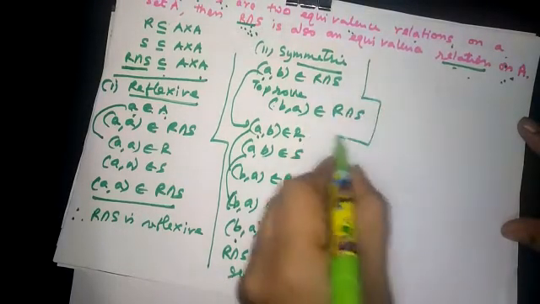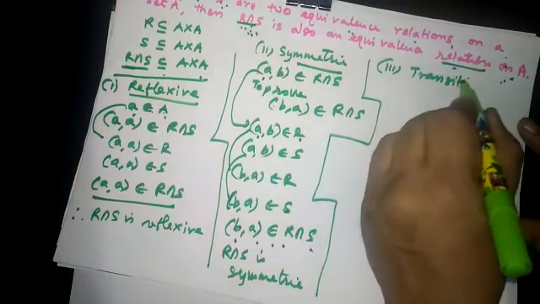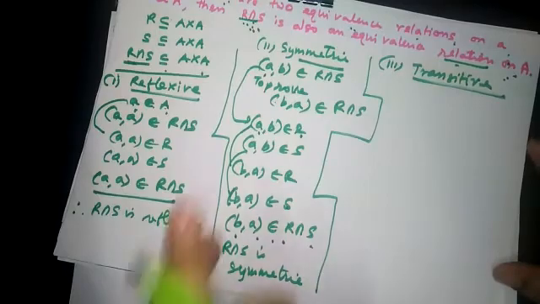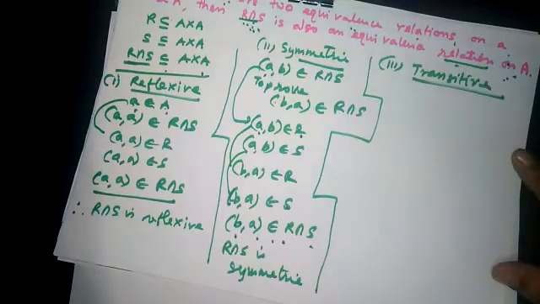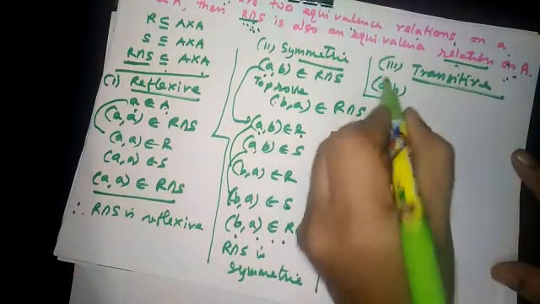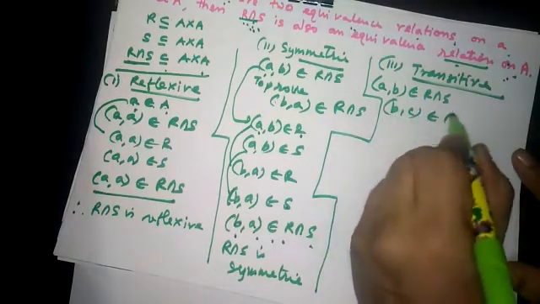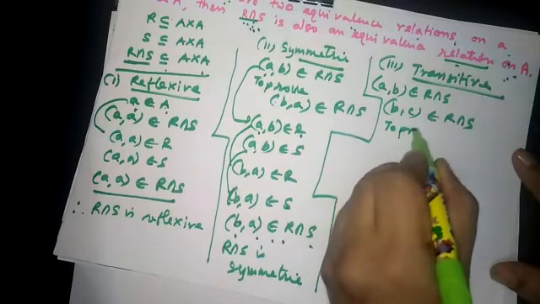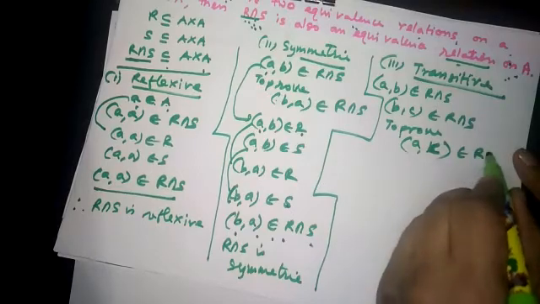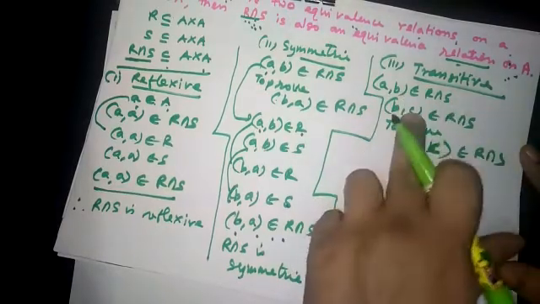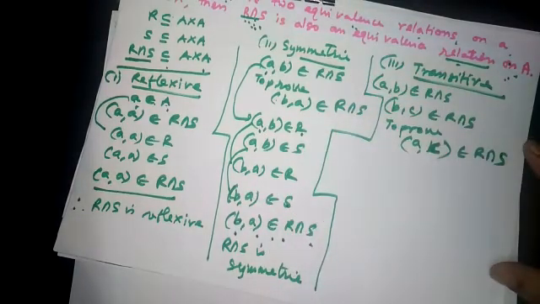Done. The third and last part is transitive. If I can prove that R intersection S is transitive also, then R intersection S will become an equivalence relation. What to do? For (a, b) belongs to R intersection S and (b, c) belongs to R intersection S, we have to prove (a, c) belongs to R intersection S. If I can prove that, then my proof will be complete.